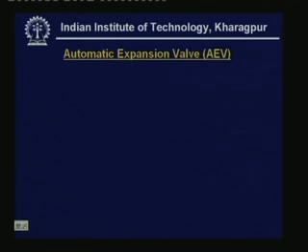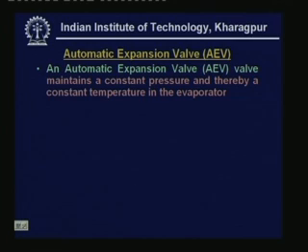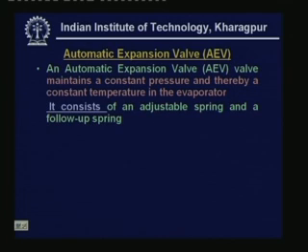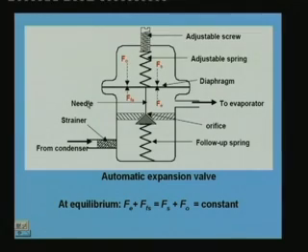Now let us look at the other type of expansion device, that is known as automatic expansion valve. An automatic expansion valve maintains a constant pressure and thereby a constant temperature in the evaporator. It consists of an adjustable spring and a follow-up spring. Let me show the picture of this. This is the schematic of an automatic expansion valve. This is also known as a constant pressure expansion valve.